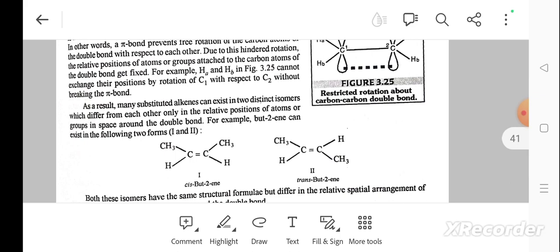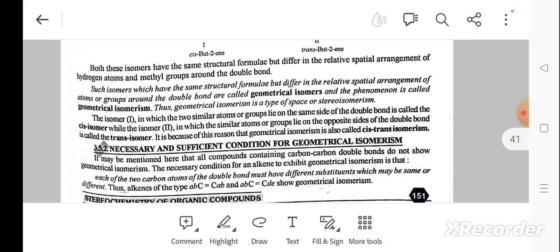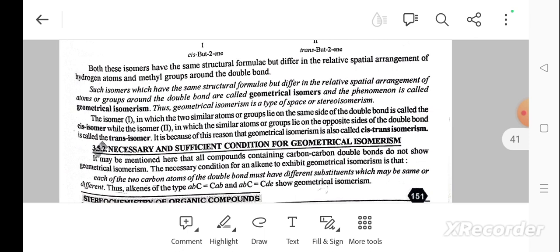For example, butene can exist in the following forms: first and second. Both of these isomers have the same structural formula but differ in the relative spatial arrangement of the hydrogen atoms and methyl groups around the double bond. Such isomers, which have the same structural formula but differ in the spatial arrangement of the atoms or groups around the double bond, are called geometrical isomers, and the phenomenon is called geometrical isomerism. Thus, geometrical isomerism is a type of space or stereoisomerism.